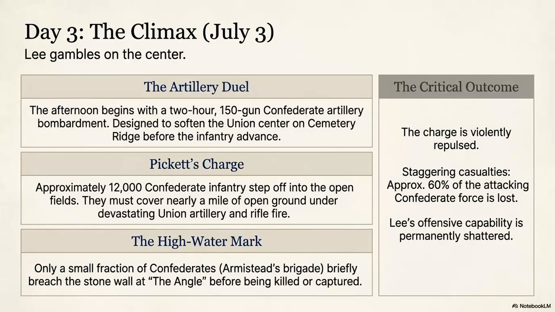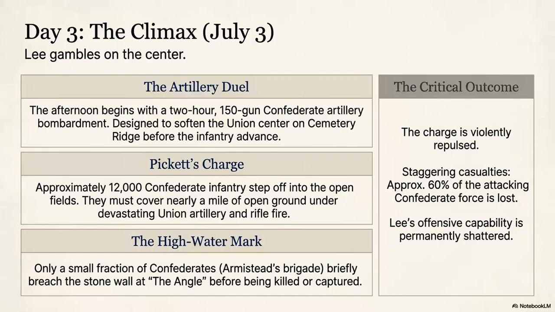The afternoon opens with a massive artillery duel, a 2-hour, 150-gun Confederate bombardment designed to soften the Union center on Cemetery Ridge. Next comes Pickett's charge. Approximately 12,000 Confederate infantrymen step off into open fields, marching nearly a mile under devastating Union artillery and rifle fire. In a brief moment known as the high water mark, a small fraction of Confederates from Armistead's brigade breaches the stone wall at the angle, but they are quickly killed or captured.